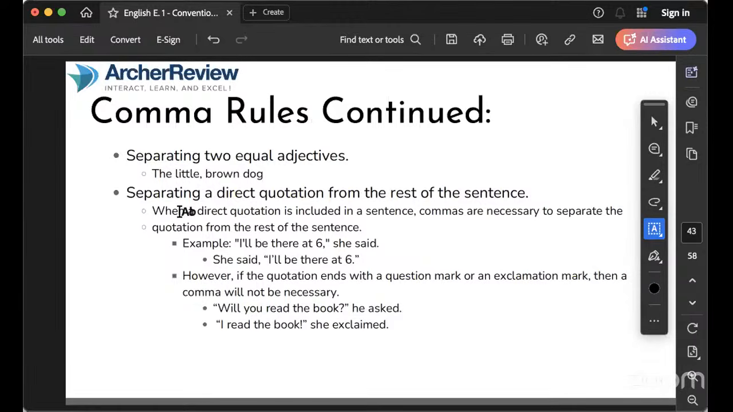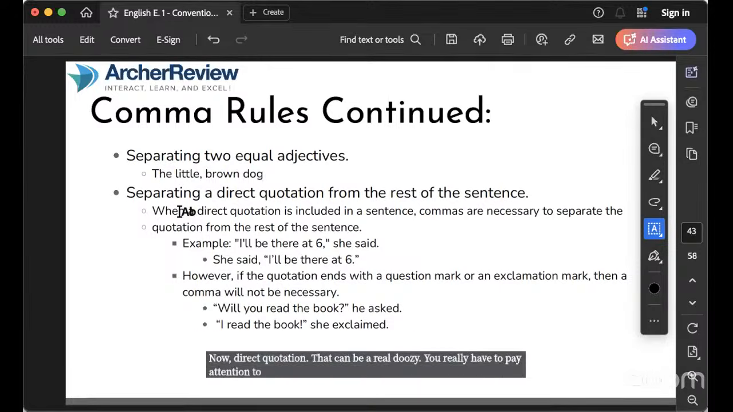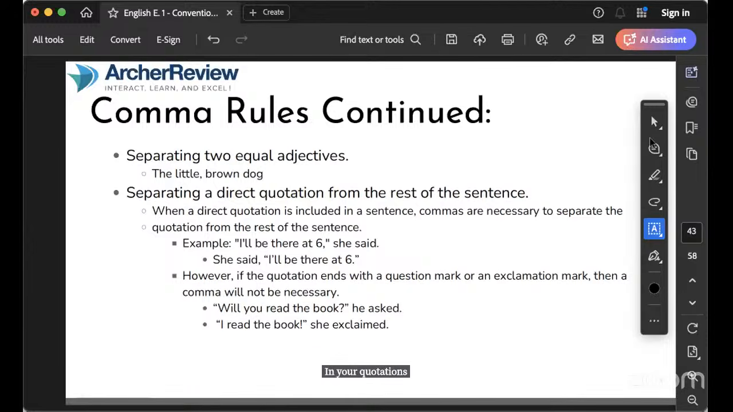Now, direct quotation, that can be a real doozy. You really have to pay attention to what the quotes are, what the tags are for the quotes, and you need to check to see what kind of clauses are being used in your quotations. So, for example, if you have "I'll be there at 6," she said. The tag is "she said." That's telling me who said it.